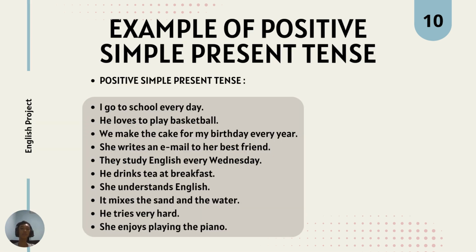Example of positive simple present tense. 1. I go to school every day. He loves to play basketball. We make the cake for my birthday every year. She writes an email to her best friends. They study English every Wednesday. He drinks tea at breakfast. She understands English. It mixes the sand and the water. He tries very hard. She enjoys playing the piano.